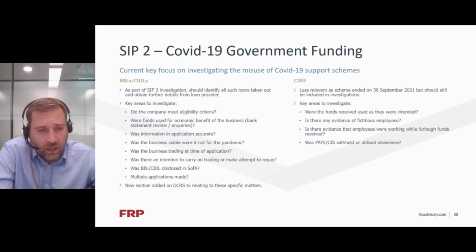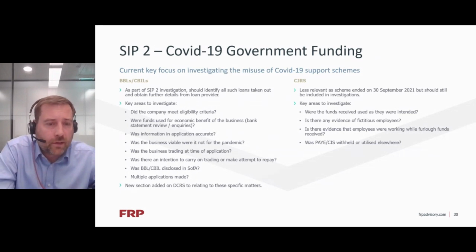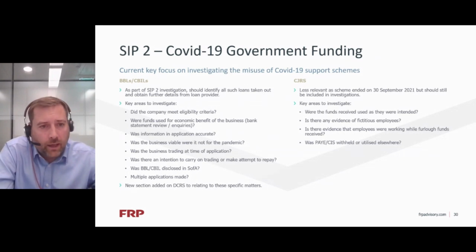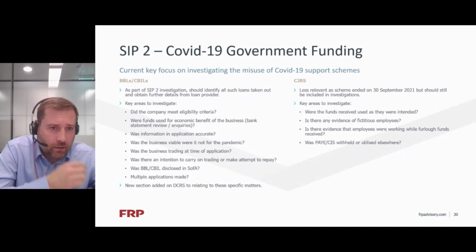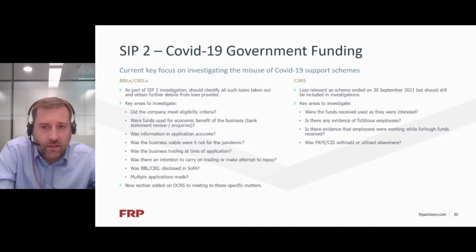As I say, there's a specific new section on the directors' conduct portal to cover off these issues. We've come across this in various cases, particularly with bounce backs and small liquidations, where the funds have come in, where the company potentially was not eligible, and those funds have been used for non-business purposes.